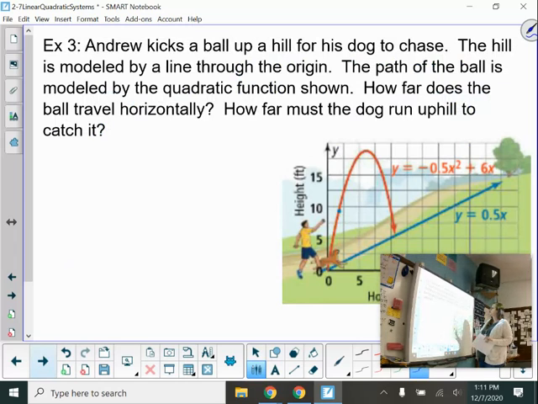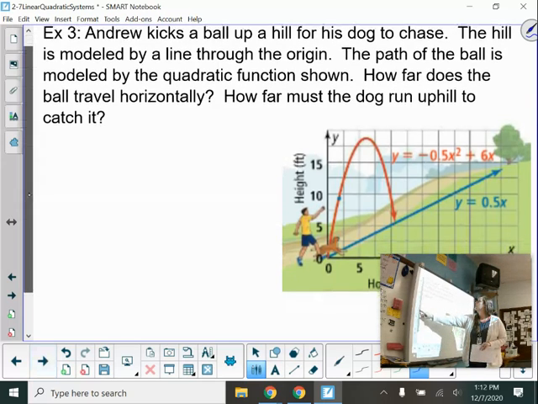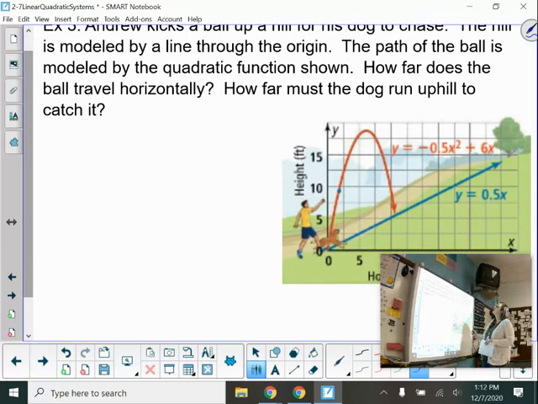This problem, I'm actually going to skip, but I do want to talk about it a little bit because the math, again, is in your textbook, and it is in the PDF notes that are in Schoology. So you have Andrew, he's kicking a ball up a hill for his dog to chase. The hill's modeled by this line through the origin. It says the path of the ball is modeled by the quadratic. How far does the ball travel horizontally?